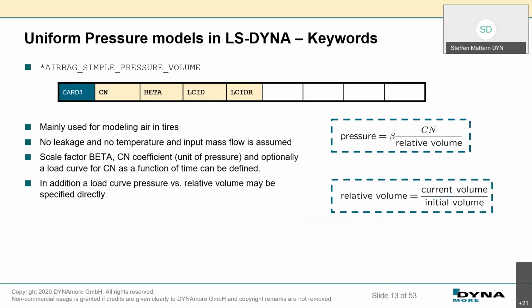Then followed by the specific cards for the different uniform pressure models. So this card is specific for the model simple pressure volume, which I choose here as an example because it's mostly used for the modeling of air-filled tires, still up to date in the current crash models. Here we simply specify the relation between the change of volume and the change of pressure, which can be either constant or described via a curve.